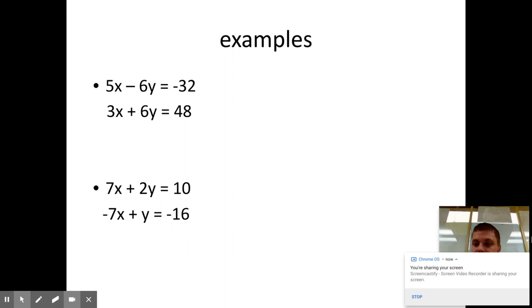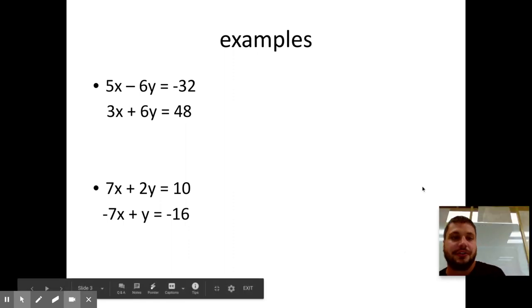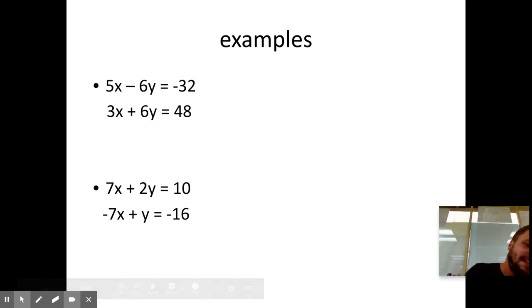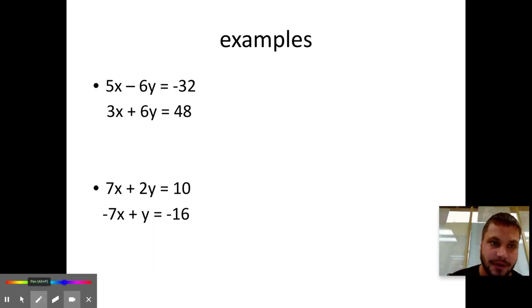In order to do elimination, what you need to have is opposites on one of your variables. So what does opposites mean? Well, the opposite of 2 is -2. The opposite of 8 is -8. The opposite of -20 is +20. As you can see in these two example problems, we already have opposites on one of the variables. It doesn't matter which variable it's on; that does not affect the answer or the difficulty at all, but you have to have opposites on one of your variables.